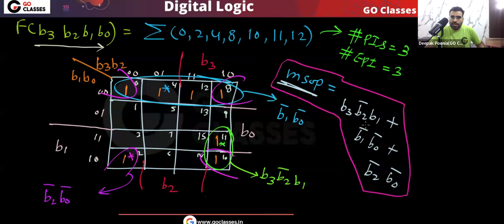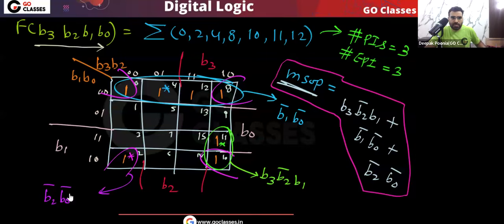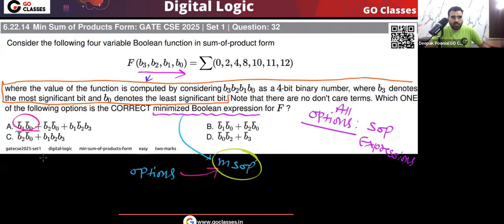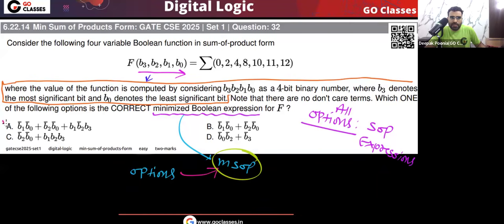You can check the options: B3, B2 bar, B1. B1 bar, B0 bar. And B2 bar, B0 bar. So option A will be the correct answer.